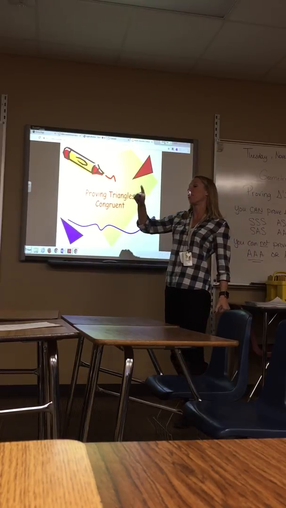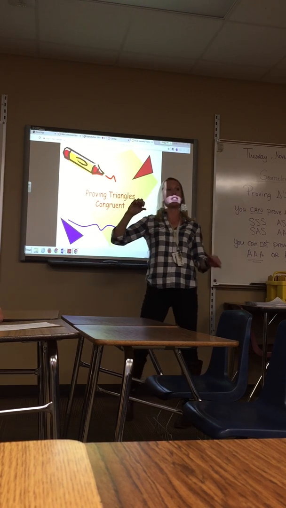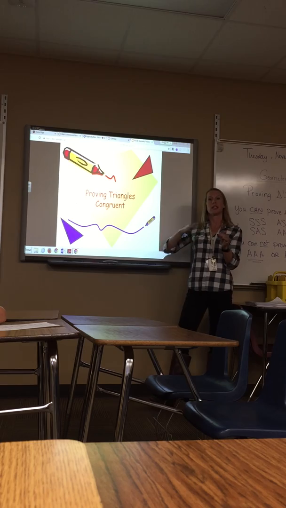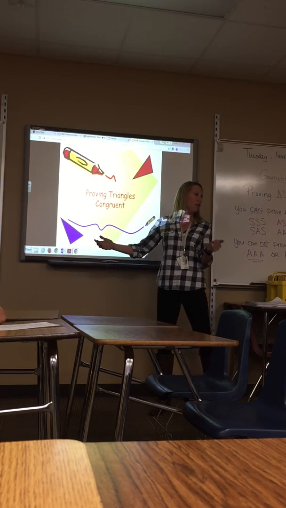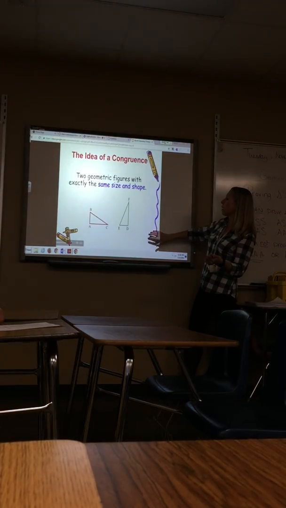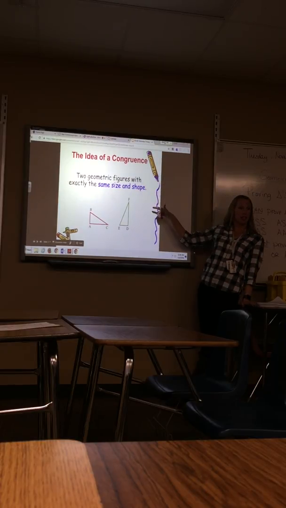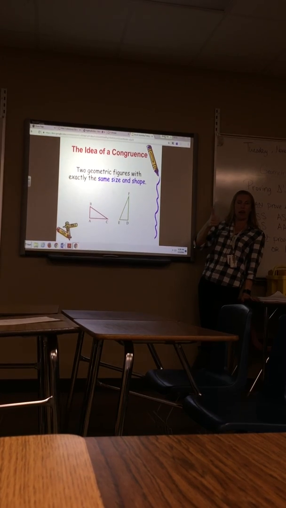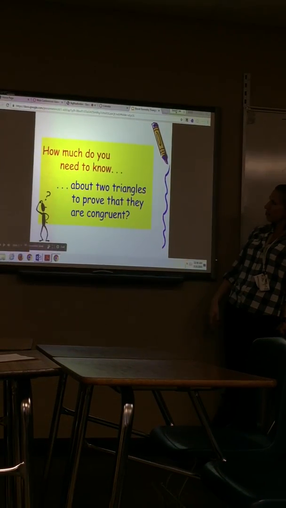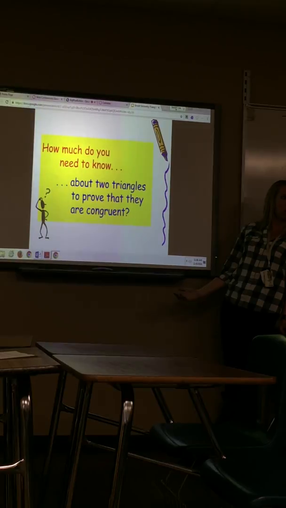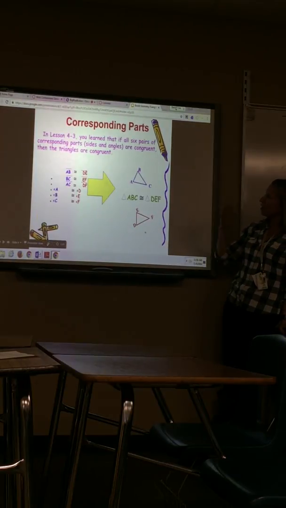Yesterday, we talked about proving triangles were congruent, but we had to say that all 6 corresponding parts matched up to say the triangles were congruent by definition of congruent triangles. So do you remember that congruent means the exact same size and shape? But do we really need to know all 6 corresponding parts in order to say 2 triangles are congruent? No, we actually do not.